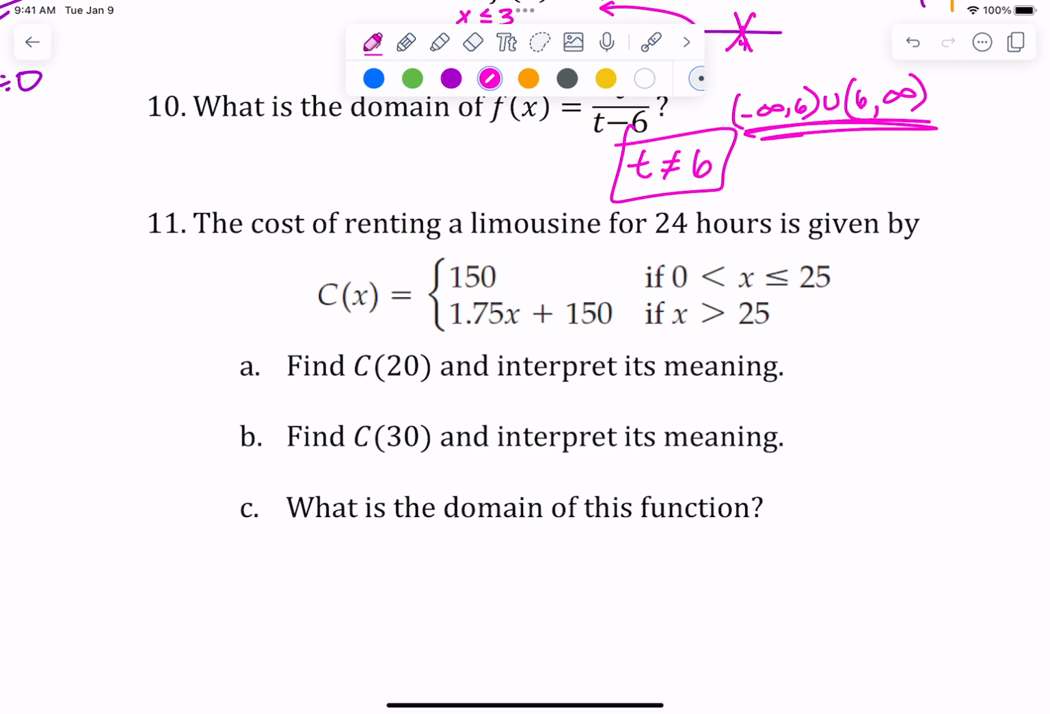All right, 11. Oh, this is fun. I like these. You know how to do these. Do A and B, and C if you can. C of 20. Go for it. Okay, take a stab.